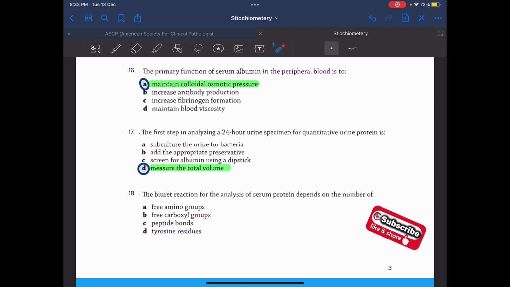Question number 18. The biuret reaction for the analysis of serum protein depends on the number of free amino groups, free carboxyl groups, peptide bonds, or tyrosine residues. The correct answer is peptide bonds. So the correct answer is C.